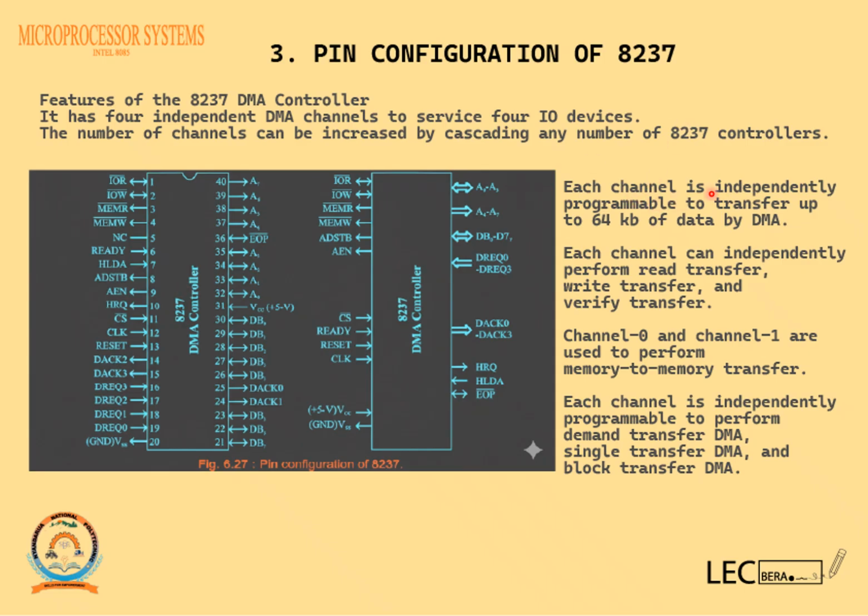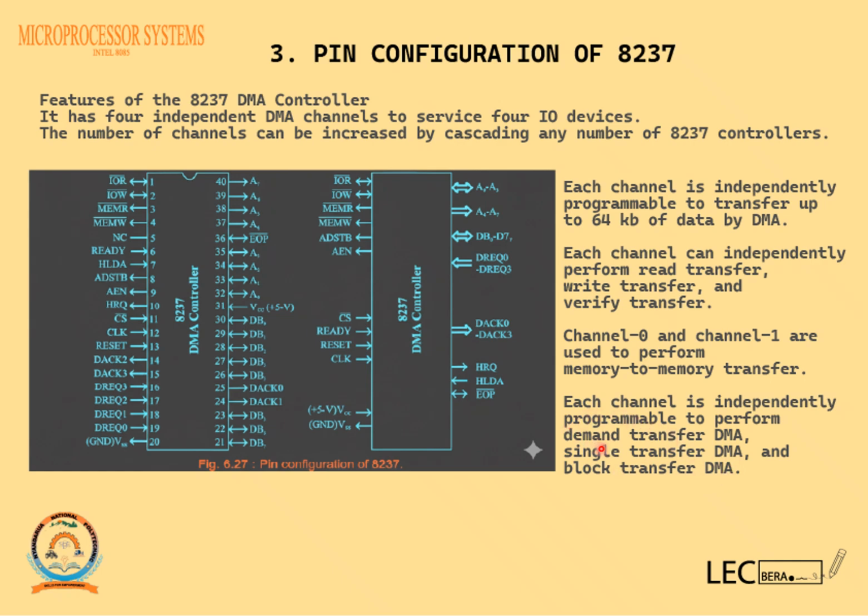Each channel is independently programmable to transfer up to 64 KB of data by DMA. Each channel can independently perform read transfer, write transfer, and verify transfer. Channel 0 and channel 1, that's 2 channels, are used to perform memory to memory transfer. Each channel is independently programmed to perform demand transfer, single transfer, and block transfer.